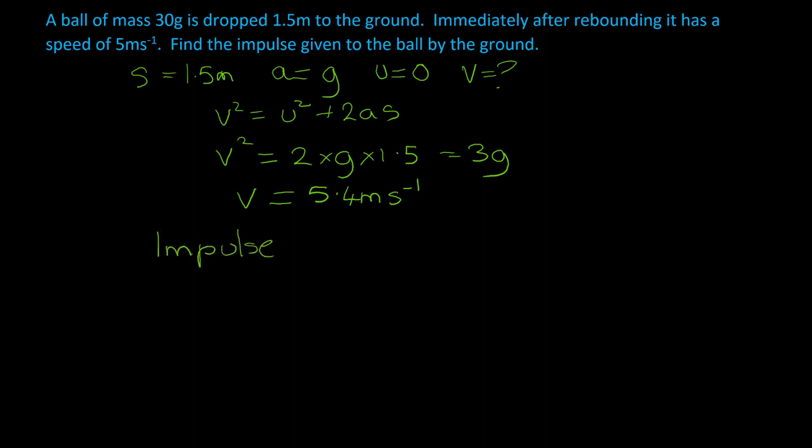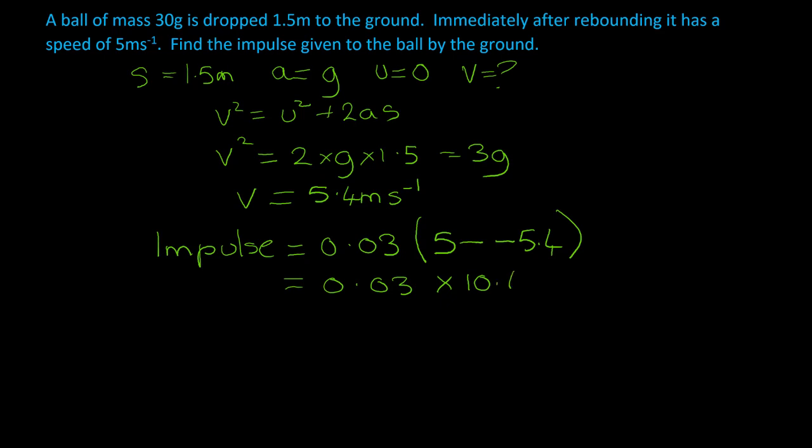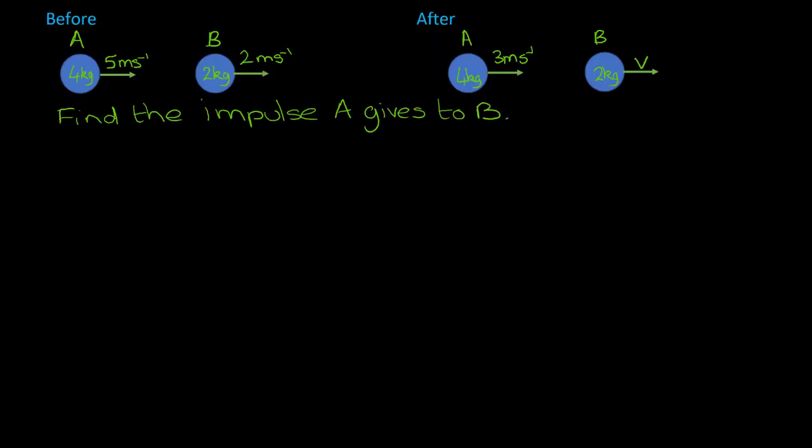Now we can do the impulse. That's going to equal the mass, which is 30 grams, but we need 0.03 because we want it in kilograms, times the final speed, which was 5, minus the initial speed, which is going to be minus 5.4 because it's acting in a different direction. That gives us 0.03 times 10.4, which equals 0.312 newton seconds.